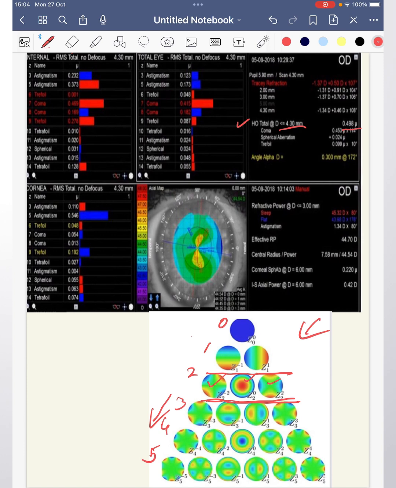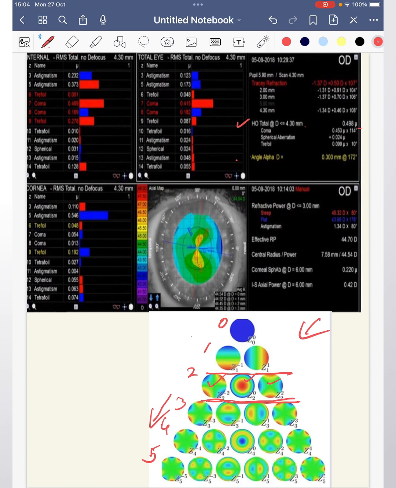Then you see at the bottom over here the three most important higher order aberrations that bring down the patient's vision: the coma, the spherical aberration, and the trefoil, and their individual values are listed over here. Try to see that the coma, spherical aberration, and trefoil values are each less than 0.2, and that would be good for the patient if you are selecting the patient for a premium IOL.